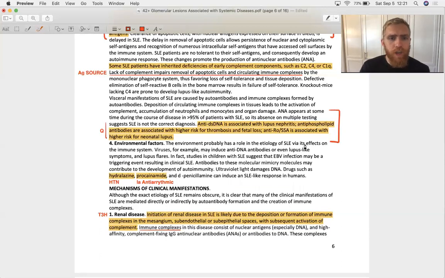Antiphospholipid antibodies are associated with a higher risk for thrombosis and fetal loss. That's it right there. They give you a patient with lupus and she clots. She gets a pulmonary embolism. What was the antibody responsible for the PE? Antiphospholipid antibody. We'll talk more about that biochem in a little bit. Anti-Ro Sjogren syndrome A antibody is associated with higher risk for neonatal lupus. So mom has baby, baby's got lupus. What antibody is responsible for that? Anti-Ro SSA. There you go. That's the question right there to me.